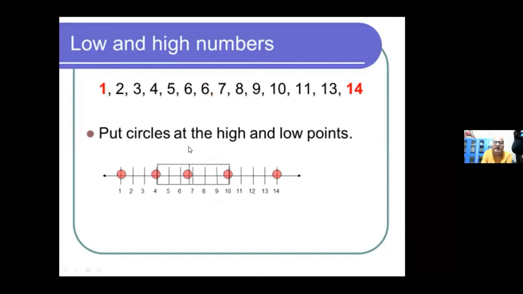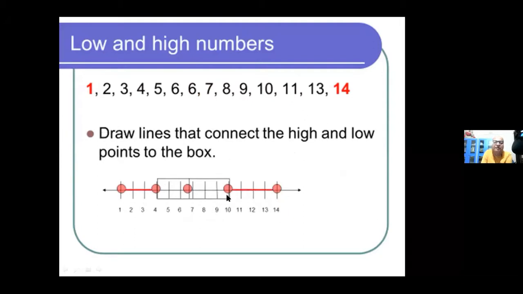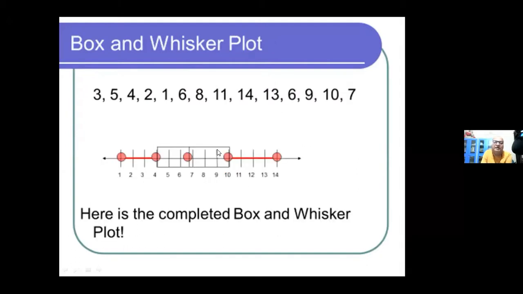Then put a circle at the high and low points. Now I have put a circle at 1 as well as at 14. Therefore, now you draw lines that connect the high and low points to the box, that is from 1 to 4 and then 10 to 14. And these values are 3, 5. These are values chosen randomly.